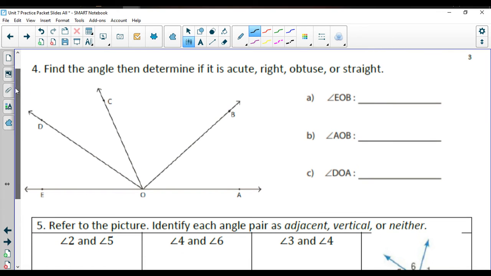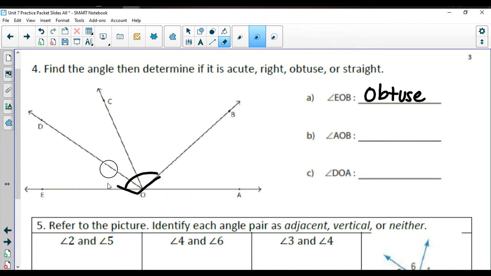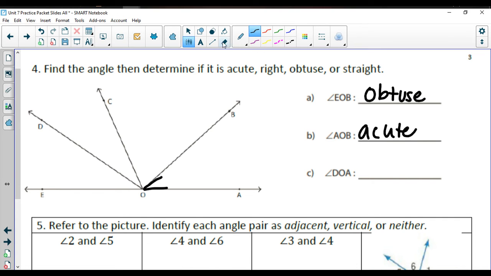Question number 4, find the angle, determine if it's acute, right, obtuse, or straight. EOB is this angle right here. And that one is going to be obtuse. It's bigger than 90. Erasing this and going back, angle AOB. So that'll be right here. That is going to be acute. And angle DOA. DOA, that one will be obtuse.